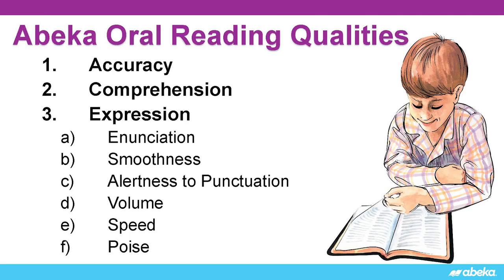Smoothness, meaning that we put pauses where they are appropriate and no extra ones unnecessary. The alertness to punctuation ties right in with that, because pauses are going to come through punctuation as well as the voice lifting up or coming down, depending on whether you have exclamation points or question marks, that kind of thing. So that is something we want our students to be aware of as they're reading, in addition to the letters that they're reading. Then, of course, volume, being loud enough or soft enough.